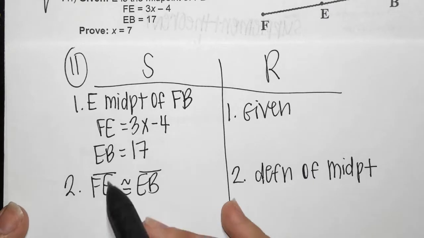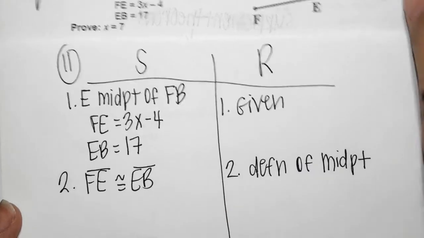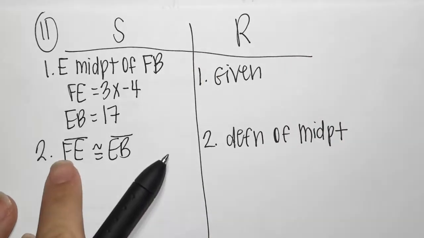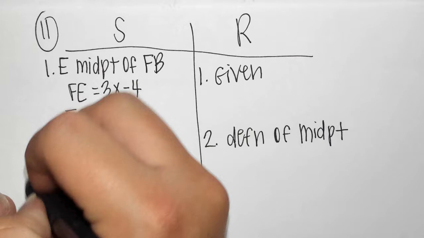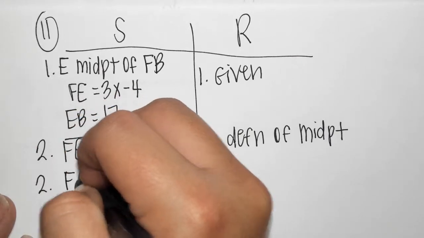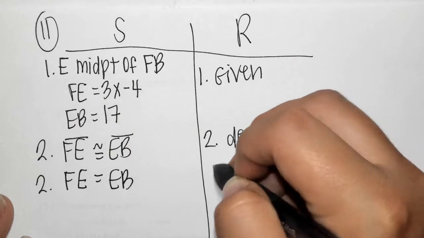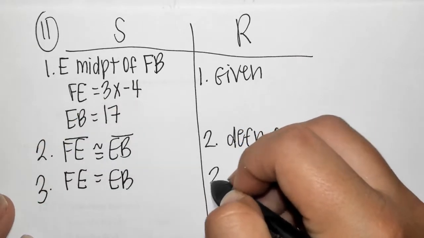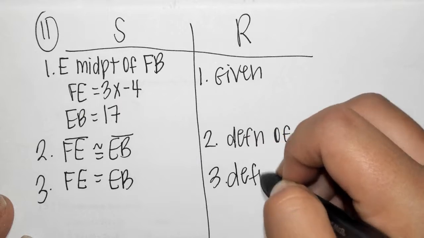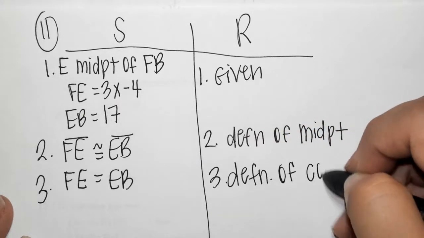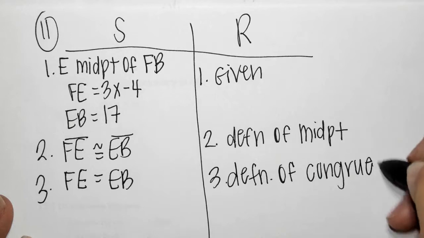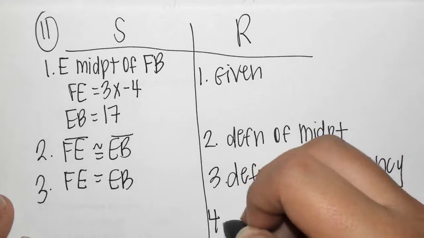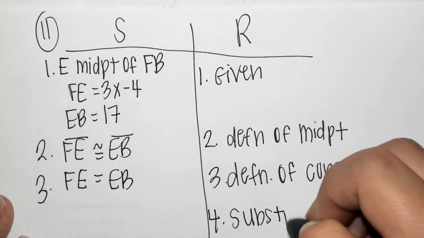Did you start off with the definition of midpoint? You were given that, but you weren't given this. Okay, so you have to use the definition of midpoint to say that they're congruent, but then you also have to go to FE equals EB, which is step 3, which is definition of congruency. Step 4 should be substitution. I'm going to let you decide what to substitute.